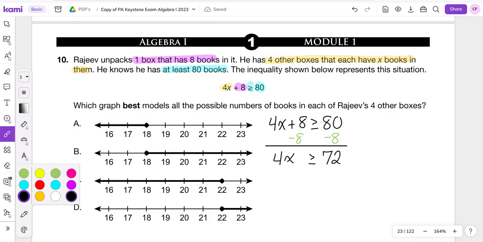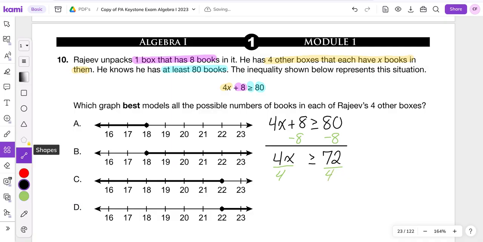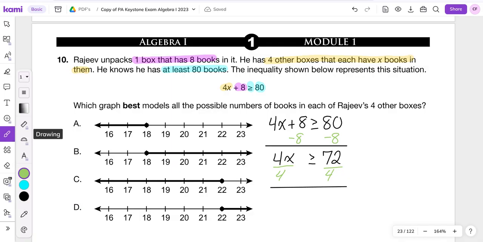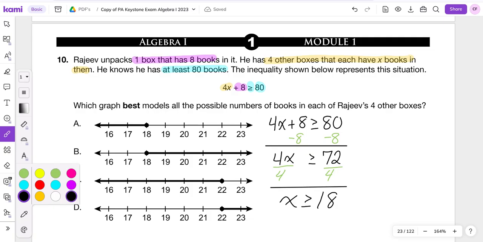And then from here, I can divide everything by 4. And what this gives us is x is greater than or equal to 72 divided by 4, which is 18. So if I look at just the multiple choice options, 2 of them have 18s. So we can eliminate C and D.